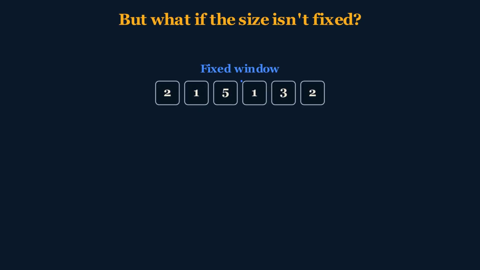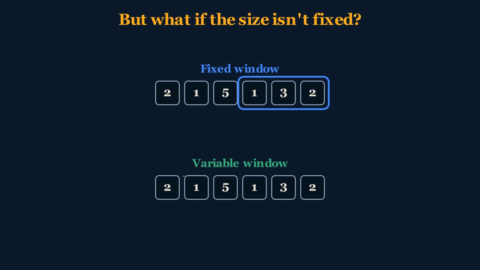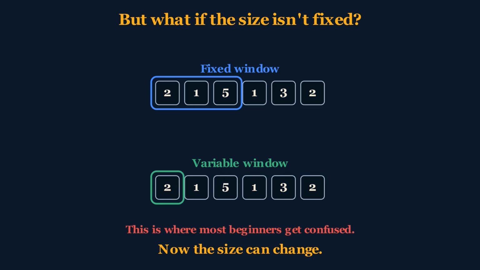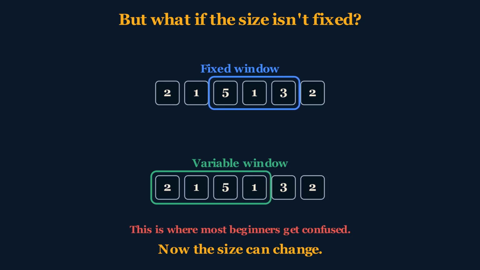But fixed windows are only half the story. Not every problem hands you a size. Sometimes the window has to grow and shrink depending on a condition. Watch the difference. The fixed window keeps the same width. The variable window stretches and tightens. Now the size can change. And this is where most beginners get confused, so let's slow down.